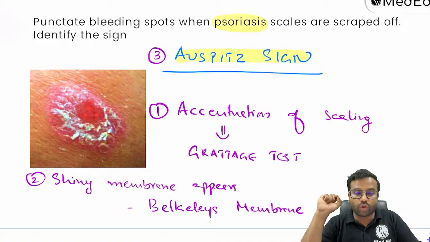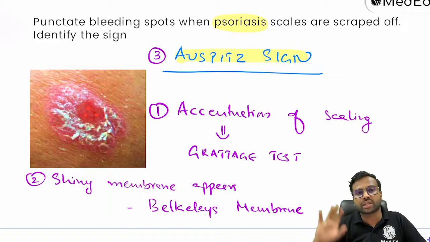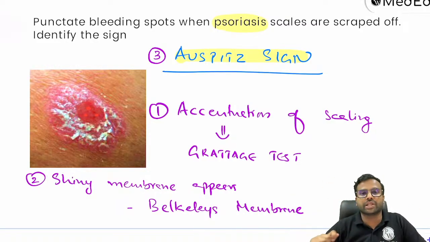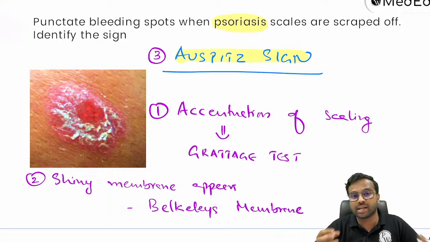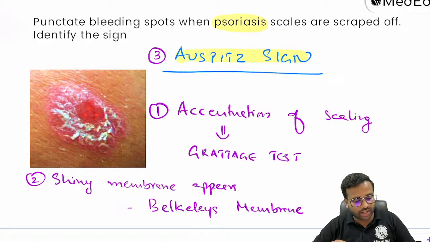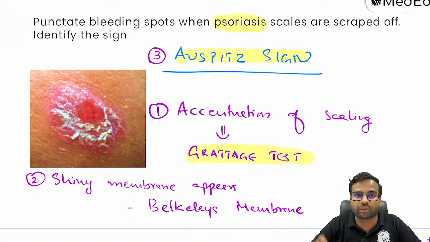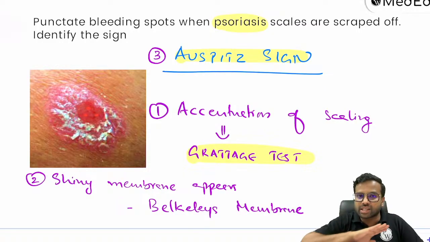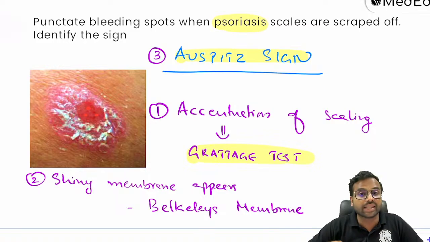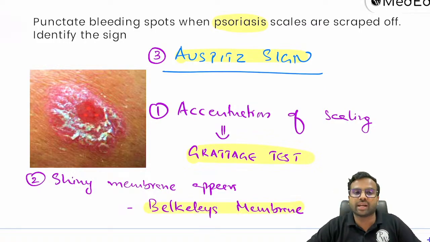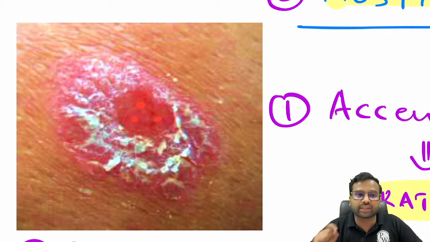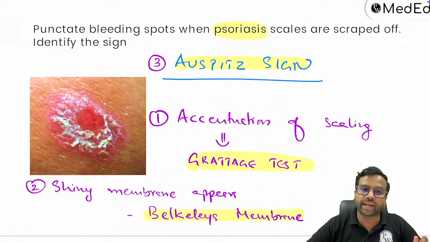So please remember, before you go for your exam, you can just try to imagine you had a patient and you were scraping over the lesion. The first finding you can see is the scaling becomes more visible, and that is called the Grattage test. Accentuation of the scaling. As you continue scraping over the lesion, you find that a shiny membrane appears, and this is called Bulkley's membrane. And once you still continue scraping the lesion, you find pinpoint bleeding spots, and these pinpoint bleeding spots we call Auspitz sign.